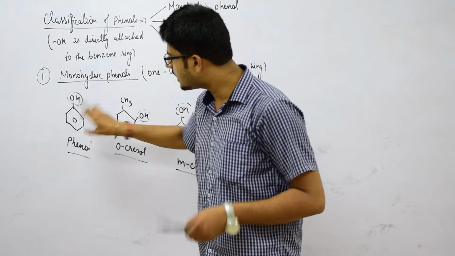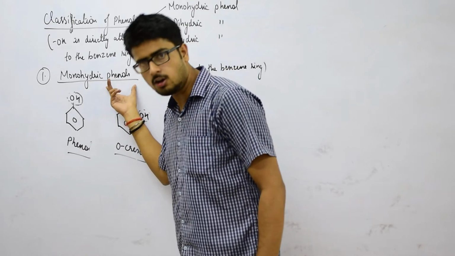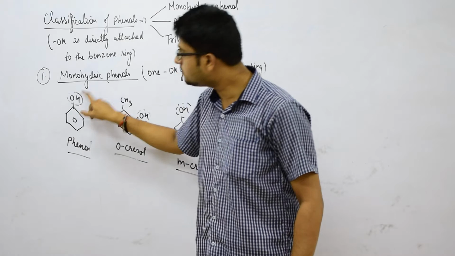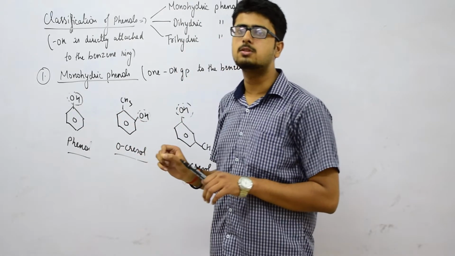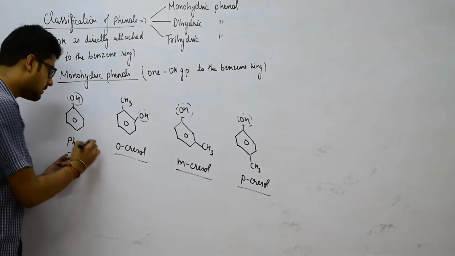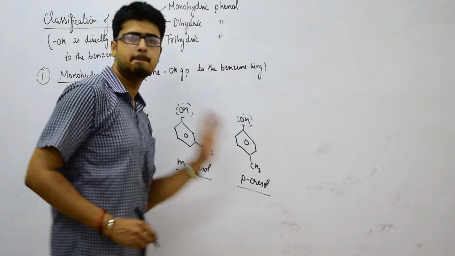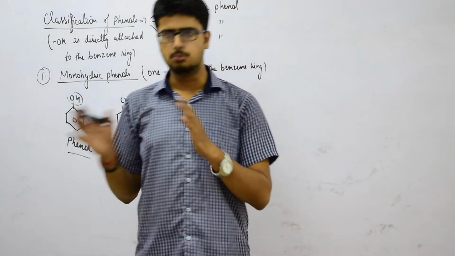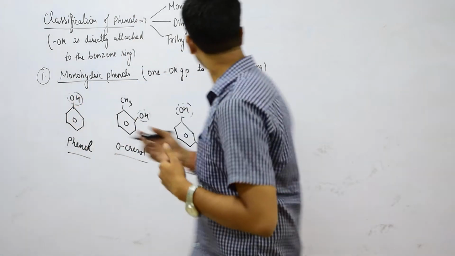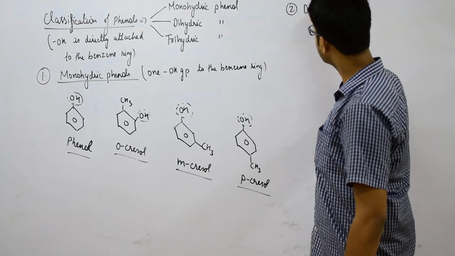Because OH group is directly attached to the aromatic system, it is a case of phenol, and only one OH group is attached, so these are the examples of monohydric phenols. In case of monohydric phenols, we have example of phenol, orthocresol, metacresol, and paracresol. Now we are moving forward towards dihydric phenols.